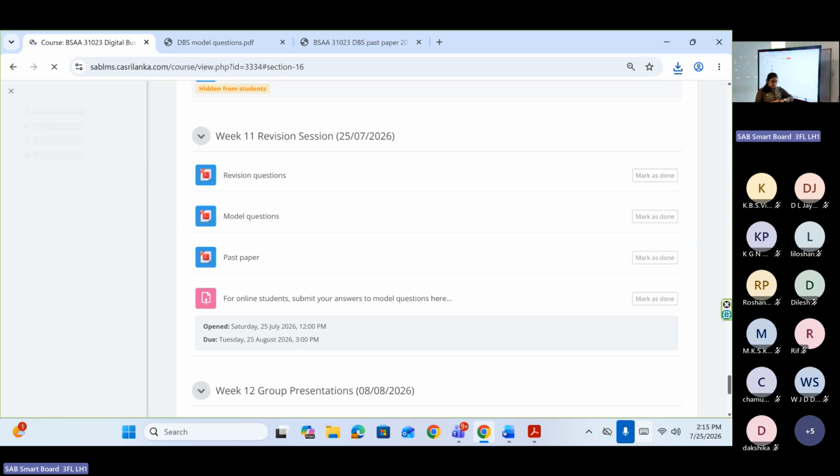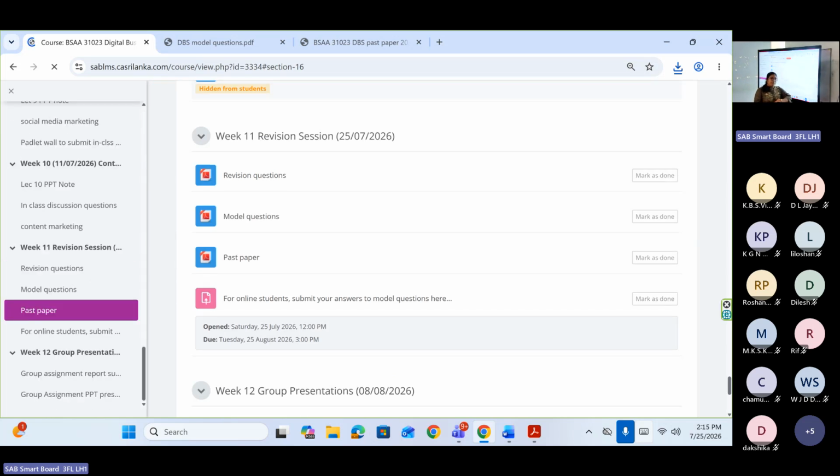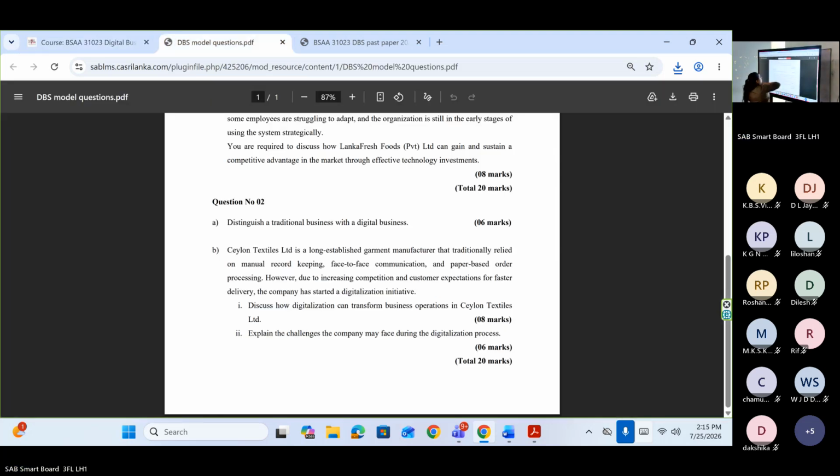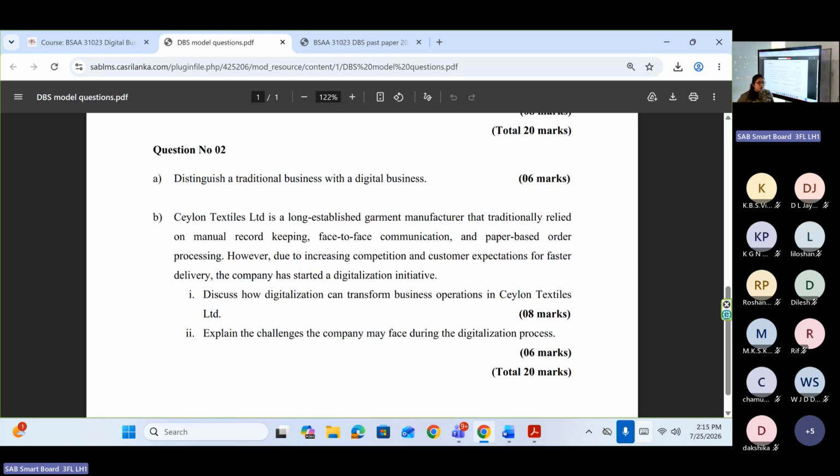Online students, I will give you marks for the document submitted online, so you can check your marks. Therefore, everyone please try to submit. You can test your level.